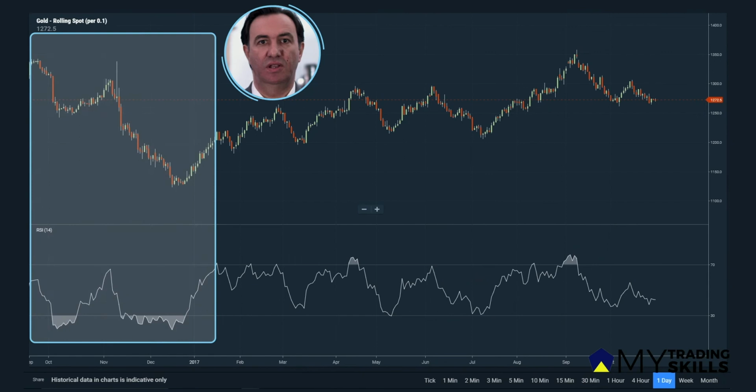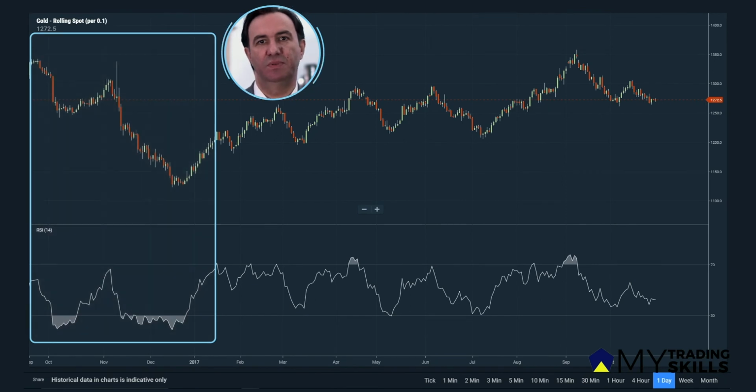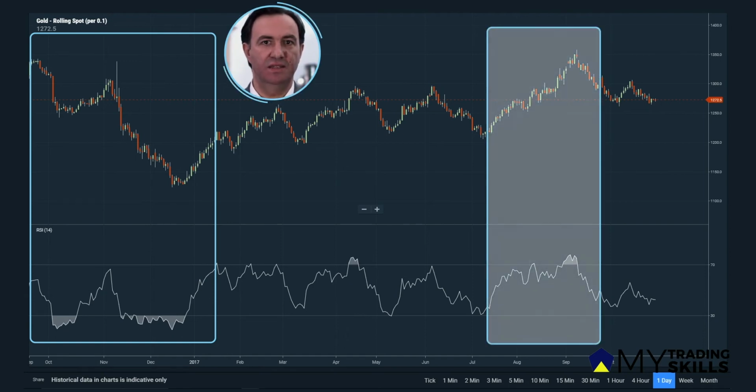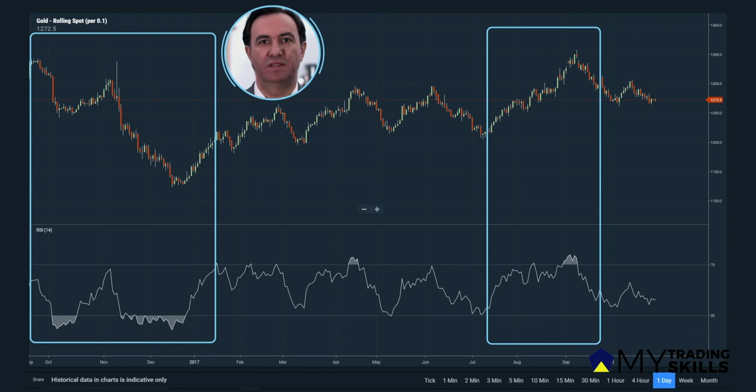We can see something similar with our gold example. Here, where the trend is bearish, RSI is between 60 and 20. I see that. Later in the chart, when we can clearly see an uptrend, RSI spends most of its time above 50.